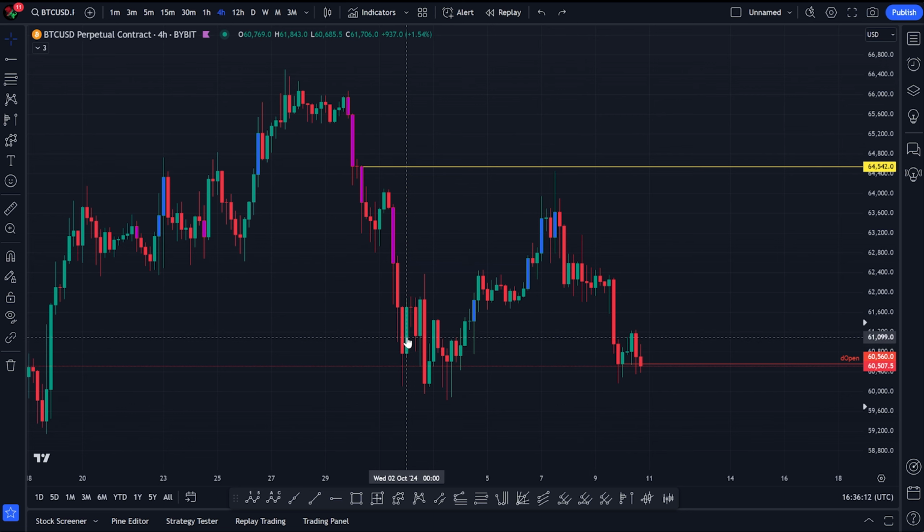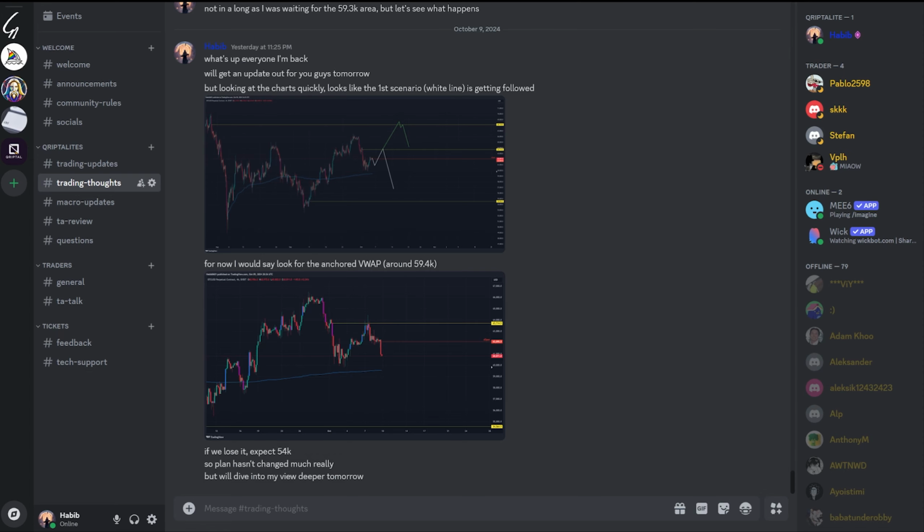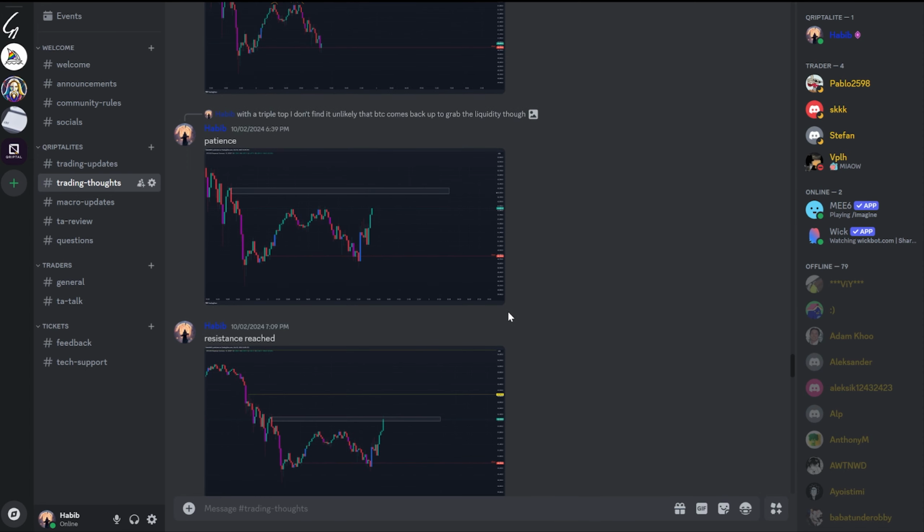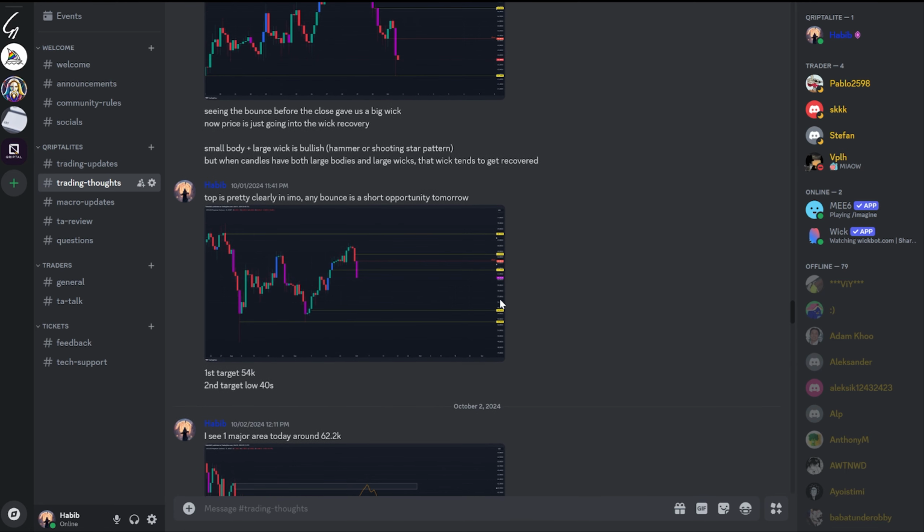And when we saw the drop, I did update our Discord, and what I said was that the top was pretty clearly in, in my opinion. So if I just find the update, as you can see right there, I said that the top is pretty clearly in, in my opinion, and any bounce was a short opportunity tomorrow, so on the 2nd of October.